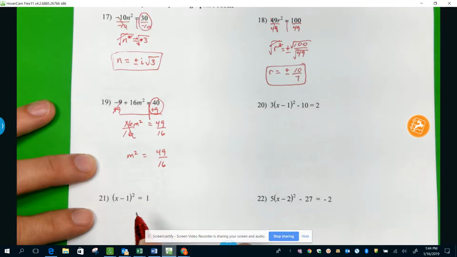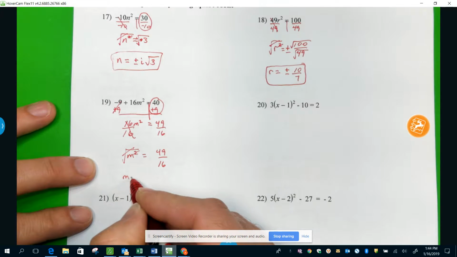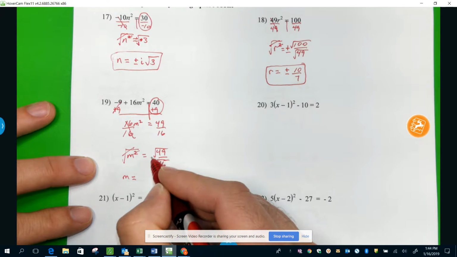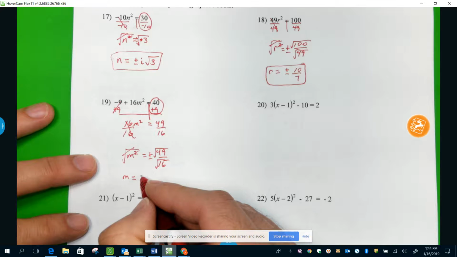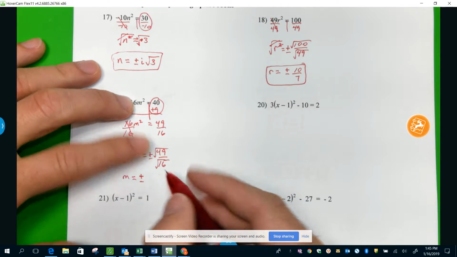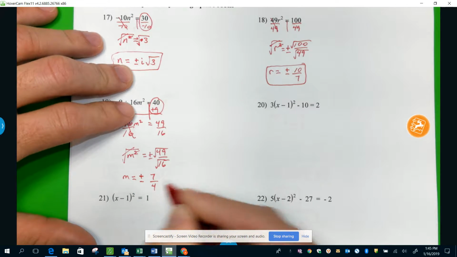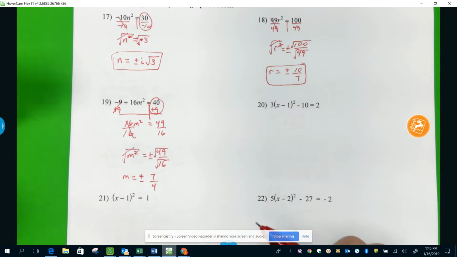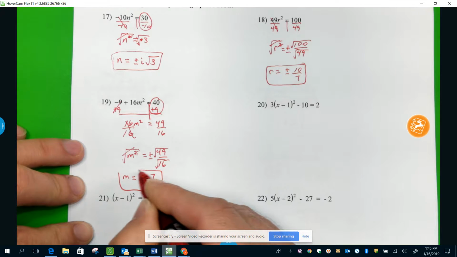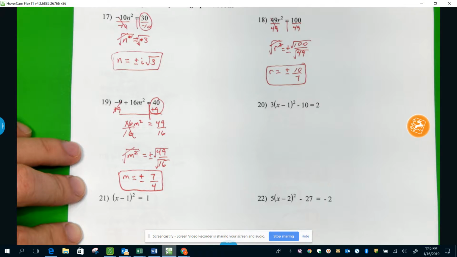Now I'm ready to square root both sides since my squared term is isolated. So I square root the left, it cancels my square, and I have just m. And now when I square root a fraction on the right, they each get their own square root. Don't forget to put a plus or minus in front of the square roots there. So I've got plus or minus. The numerator, square root of 49, we should know that is 7. The denominator, square root of 16, we should know that it's 4. And 7 over 4 doesn't reduce. So we've got m equals plus or minus 7 over 4. So the two solutions there are positive 7 over 4 and negative 7 over 4.